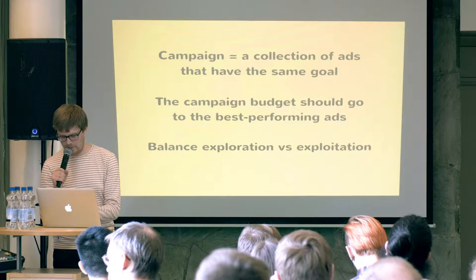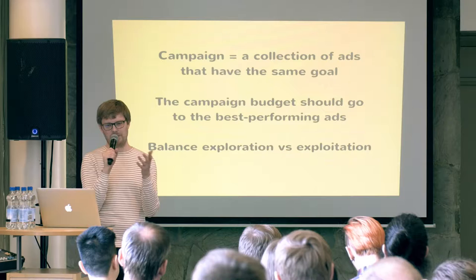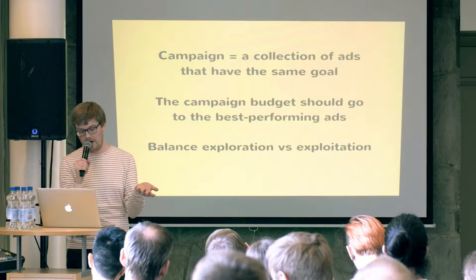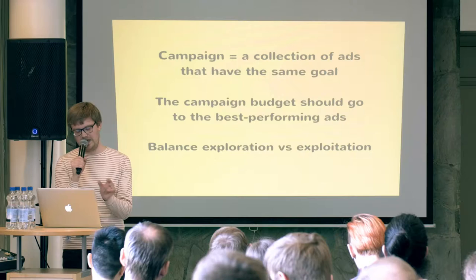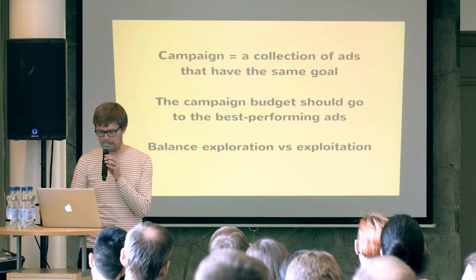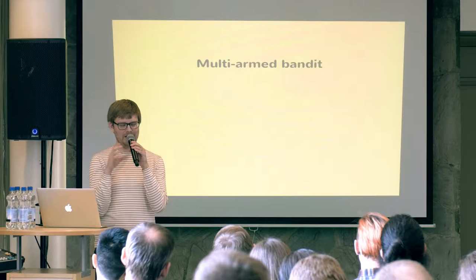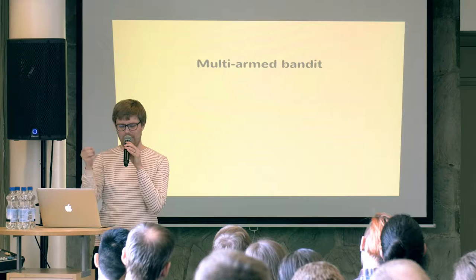But when we're doing this, we have this balance between exploration and exploitation. At the same time, we need to put money on all of the ads so that we can see which of them are actually doing well. But then we also need to exploit the knowledge that this ad is doing very well, and we should put money there. And this is very close to a classical machine learning problem called the multi-armed bandit, where, if you know the one-armed bandit, like the slot machine, you draw the arm and you may win something.